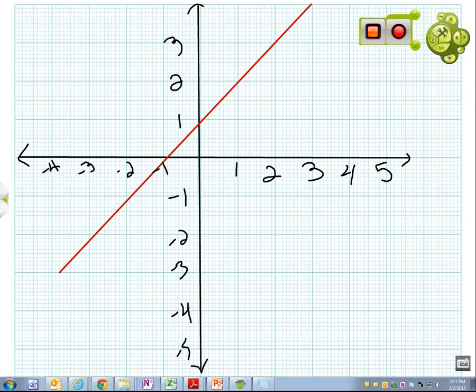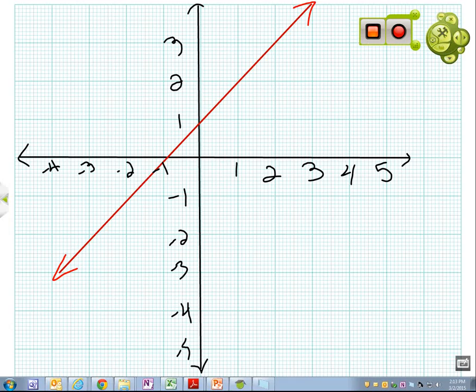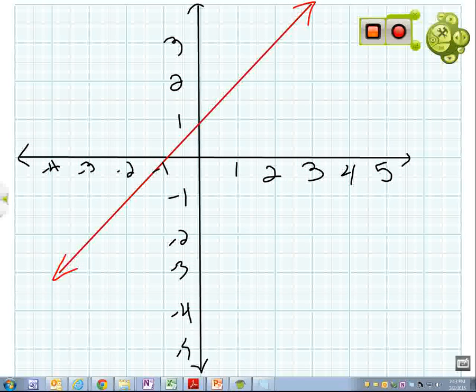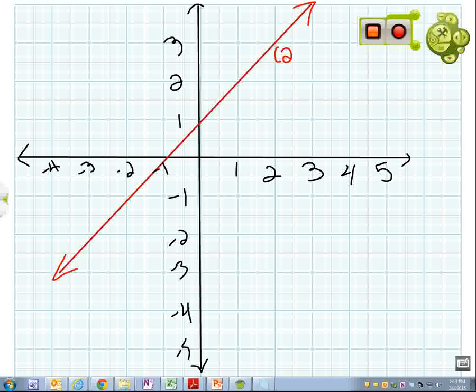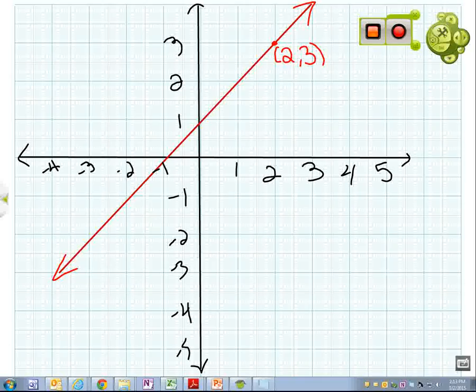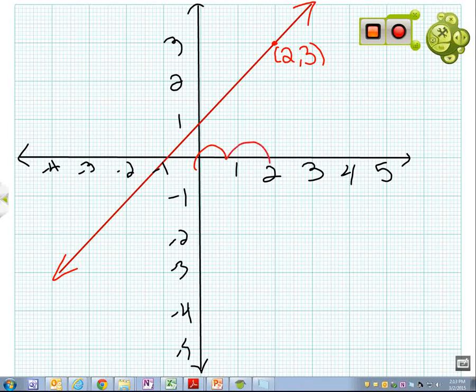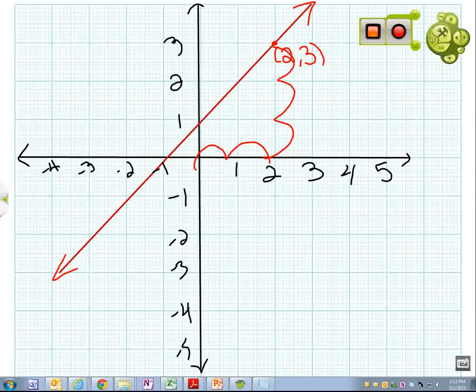Now, if I had this line, and I asked you, what are the coordinates of any of these points? Could you tell me some of them? Okay? So if I were to say 2, 3 is right here, would you agree with me? Okay, because it's 2 on the x-axis and 3 on the y-axis.